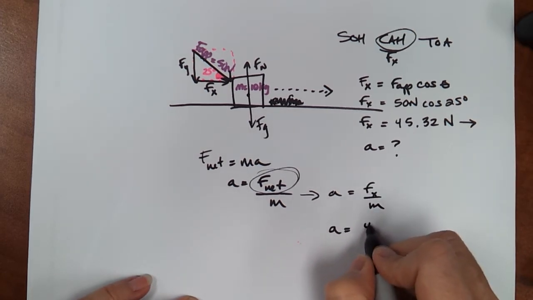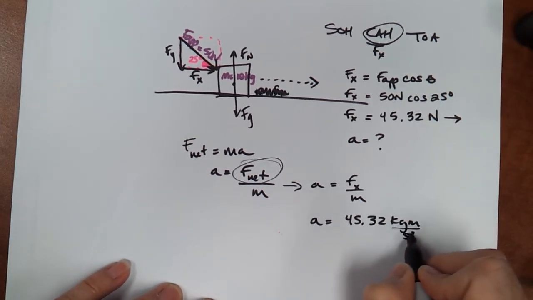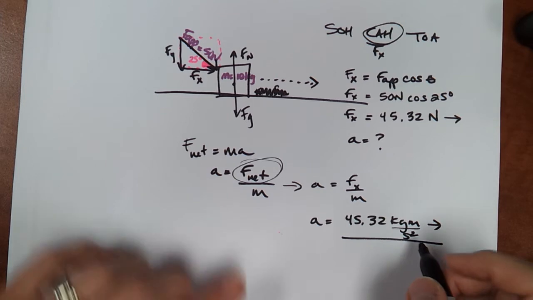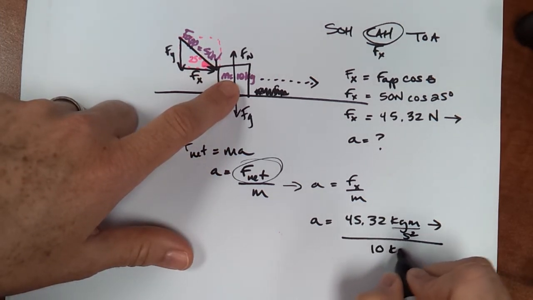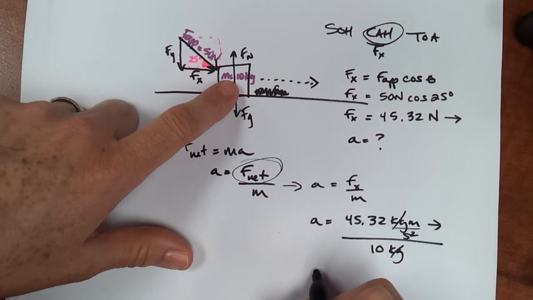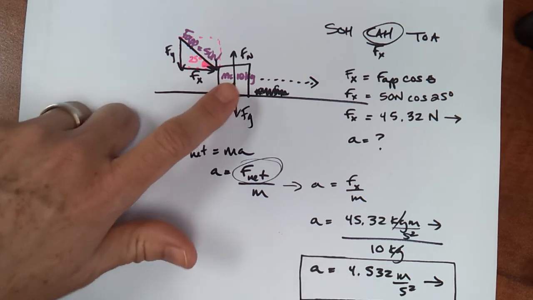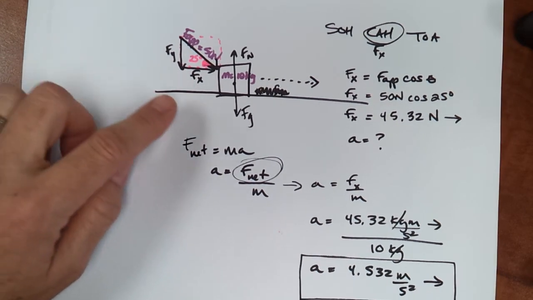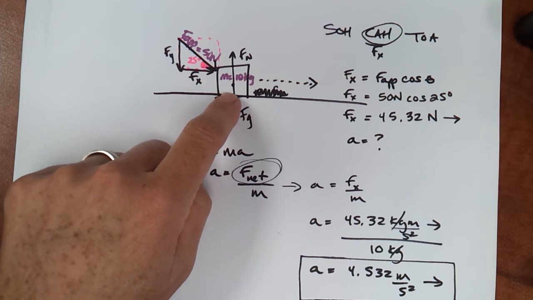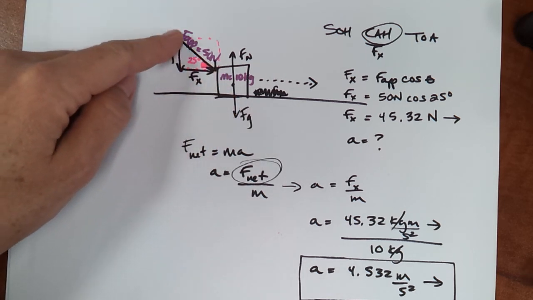So a equals 45.32 kilograms meters per second squared, this direction, over the mass, which is 10. Kilogram and kilogram cancel. Dividing it out by 10 is just moving the decimal over 1. So it's going to be 4.532 meters per second squared to the right. And that would be a sample problem that you might see in which you have the box not on an angle, but the applied force is at an angle, and then you have to break it into x and y components.